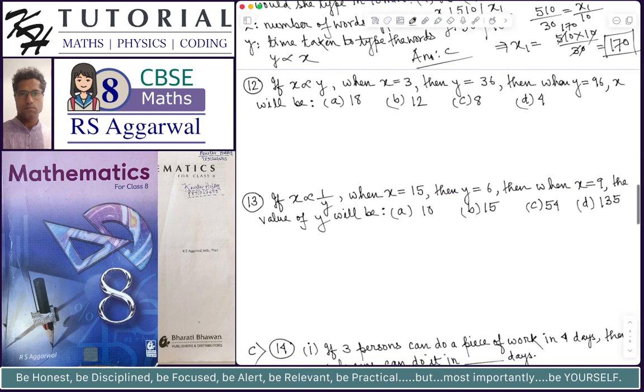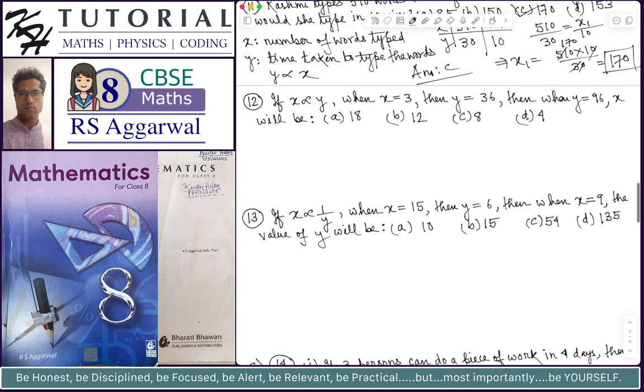Okay, let's do problem number 12. Okay, so it is given that x, this means that x varies directly with y, or the quantities x and y are in direct variation. Now it is also given that when the value of x is 3, the value of y is 36. So if you create the table of x and y, it is given that when x is 3, y is 36. Now it is asking the value of x, let's say it is x1, when the value of y is 96.